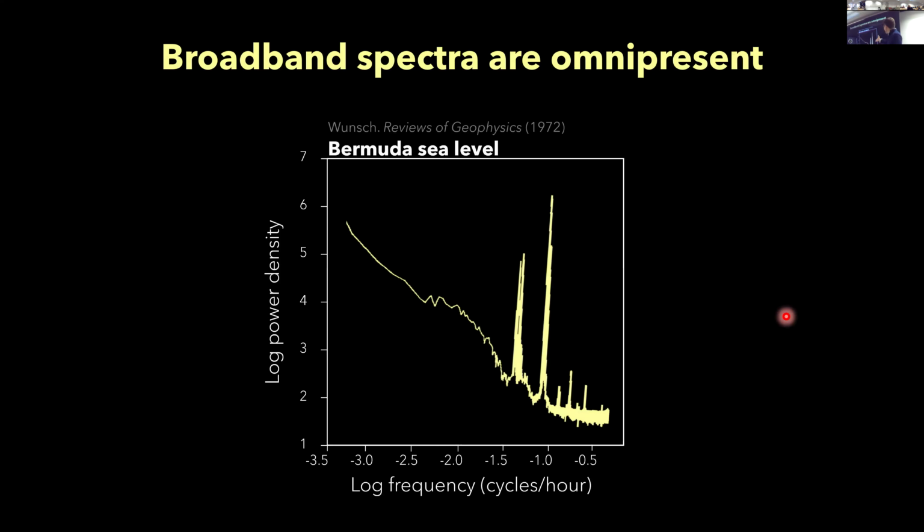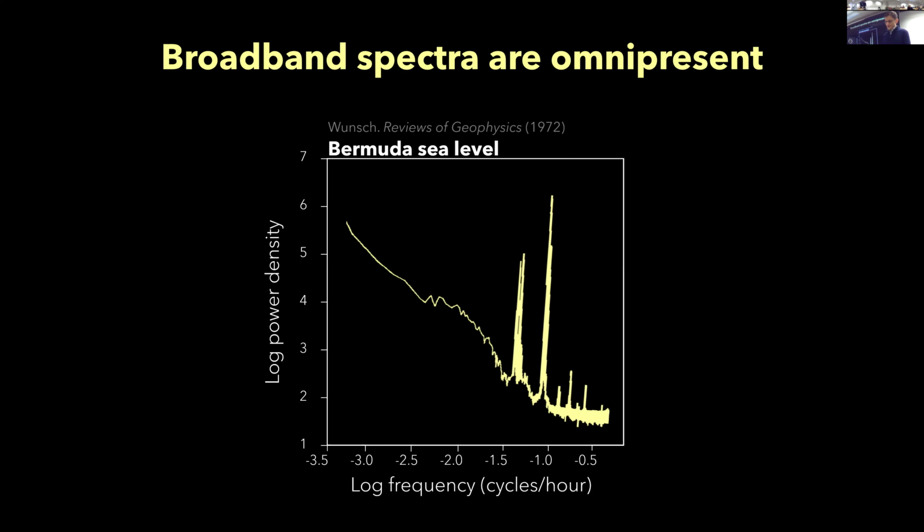This is the power spectrum of the sea level in Bermuda. It shows these two strong peaks, which reflect the periodic tide as the moon orbits the Earth. You also see that there's this overall spectral trend, which in this case is caused by aperiodic fluctuations in sea level as the wind speed and atmospheric pressure change.